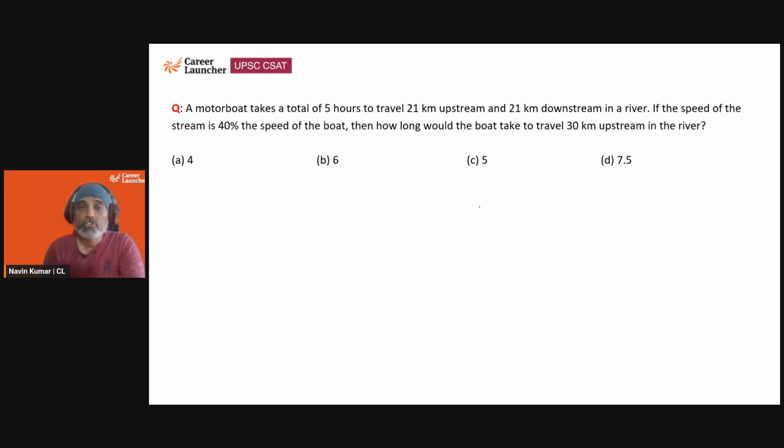So basically, there are a couple of things that we should know. The first is time taken to move upstream. So time is given as distance upon speed. So distance upon speed upstream. And time taken to move downstream is given as distance upon speed downstream.